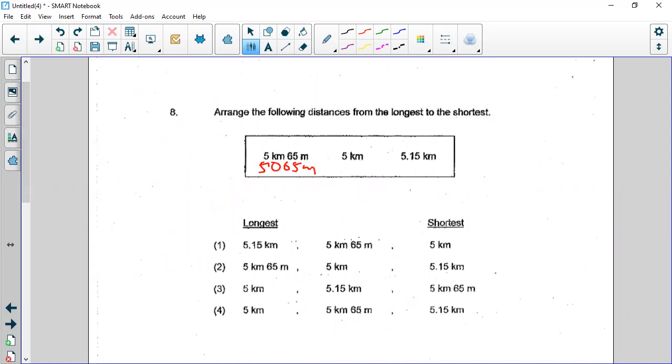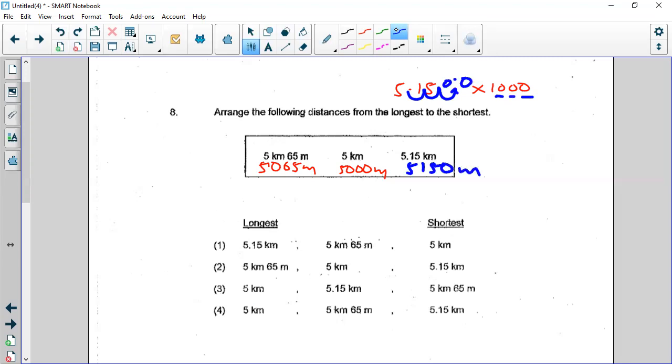5,065 meter. Okay, and then 5 kilometer will be 5,000 meter. How about 5.15 kilometer? You have to multiply by 1,000. Why? Because kilometer to meter is 1,000 meters. So how do you shift the decimal point? Shift right because it's times, and then shift right again, 3 times. So you have to shift 3 times because there are 3 zeros. Put the 0 in the empty basket, arrowhead, decimal point, and 0 behind. So you have 5,150 meters.